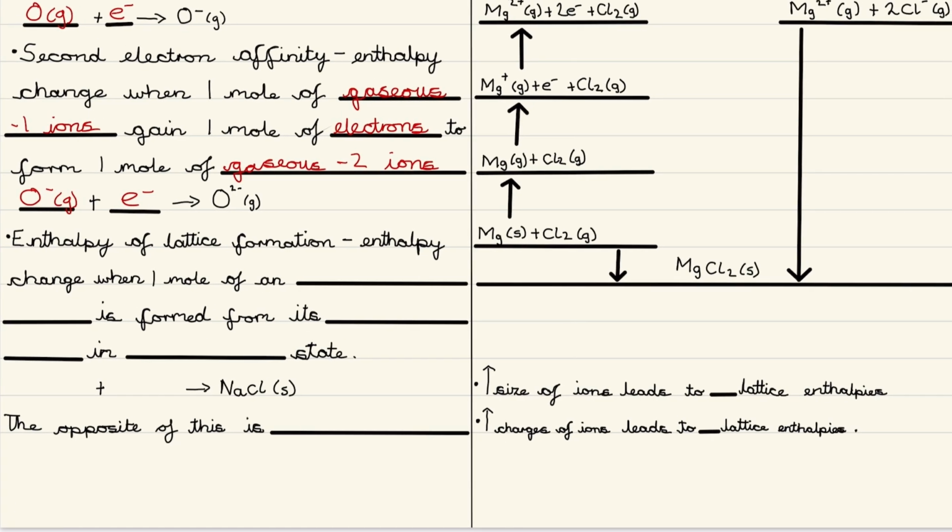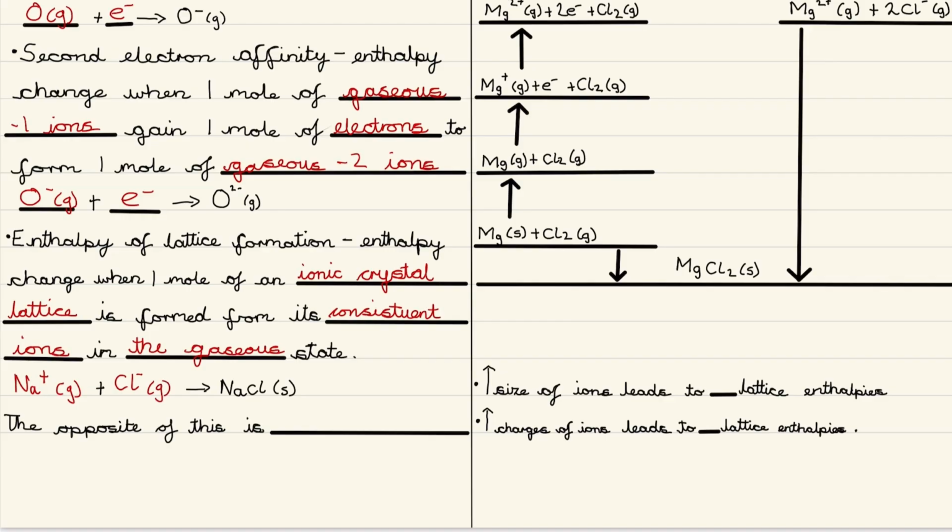And then we have the enthalpy of lattice formation. This is the enthalpy change when 1 mole of an ionic crystal lattice is formed from its constituent ions in the gaseous state. So for example, for sodium chloride we have Na+ in the gaseous state and Cl- also in the gaseous state.